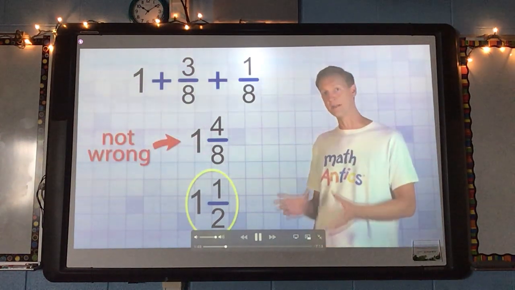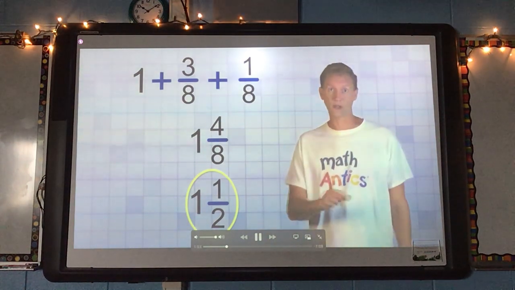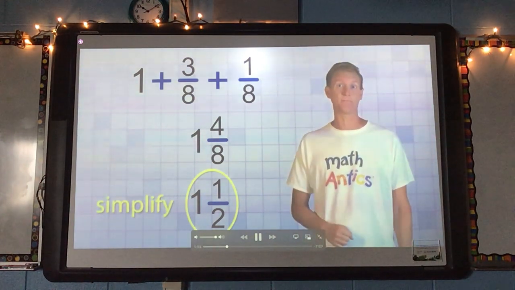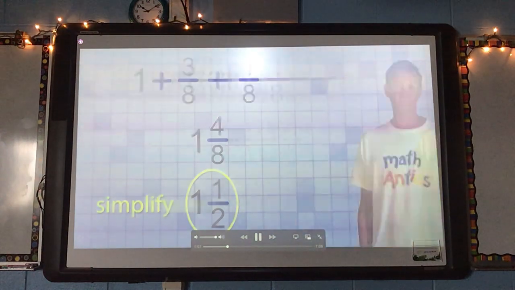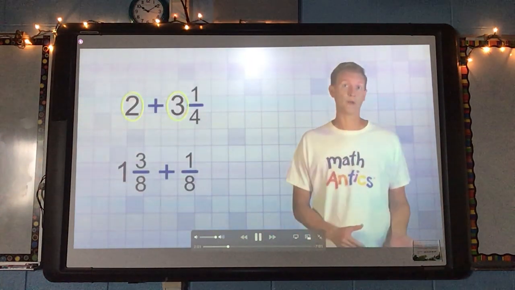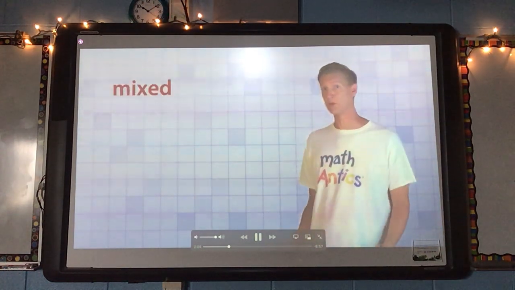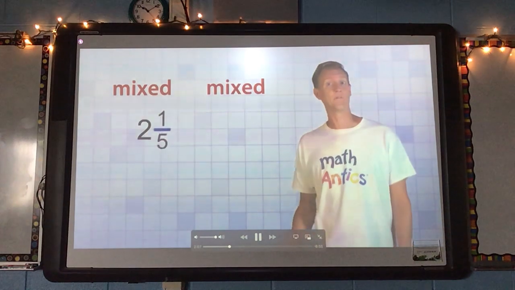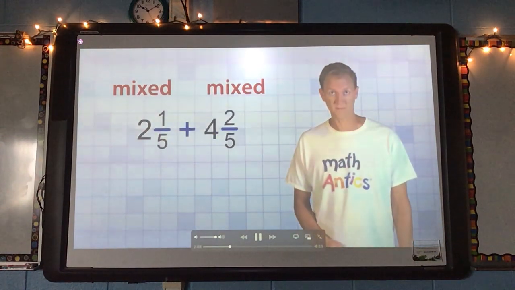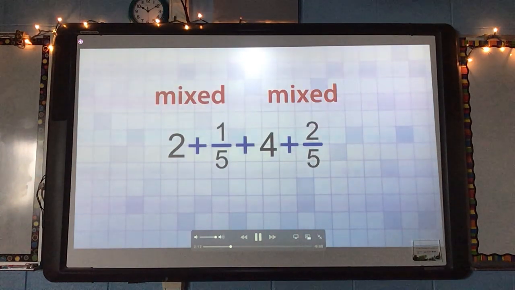It's not mathematically wrong if you don't simplify a fraction, but teachers and tests usually require you to simplify whenever you can. So it's a good habit to get into. Notice that in each of those examples, we just added whole numbers to whole numbers and fractions to fractions. And it works the same way when adding a mixed number to a mixed number, like 2 1/5 plus 4 2/5. Again, let's show our mixed numbers with the plus signs so we can see the real problem.